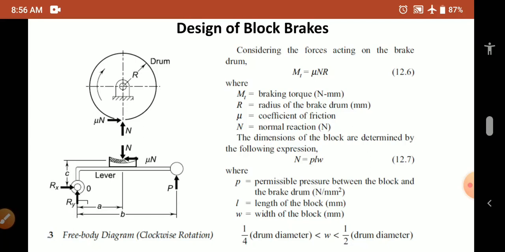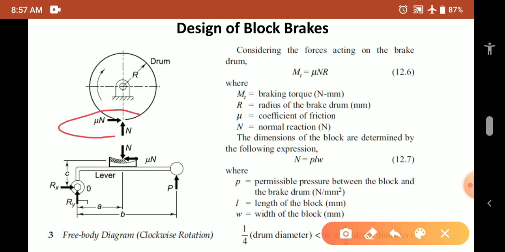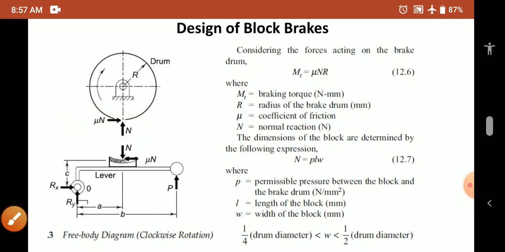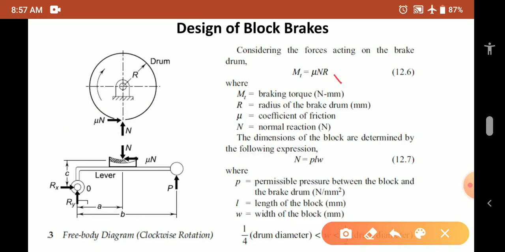Now considering these forces acting on the brake drum, we can write the braking torque equation. As we know, torque equals force into perpendicular distance. Here mu N is the force acting on the brake drum towards the right side, and R is the perpendicular distance. Therefore the braking torque Mt equals mu into N into r, where Mt is the braking torque in Newton mm, r is the radius of the brake drum in mm, mu is the coefficient of friction, and capital N is the normal reaction.